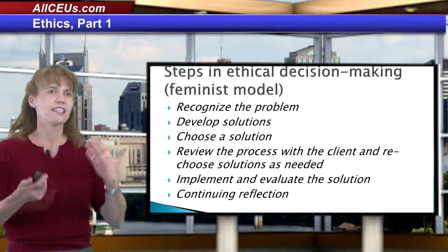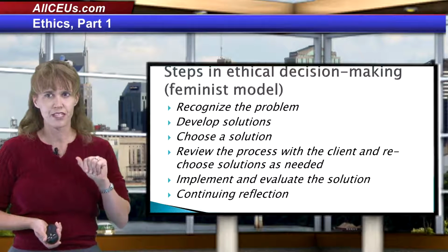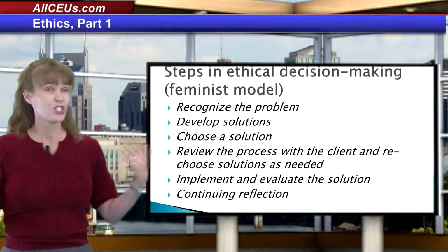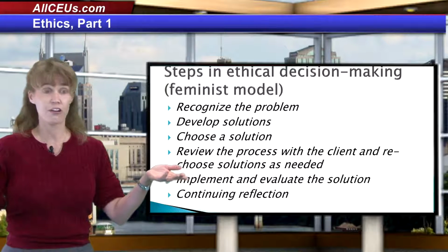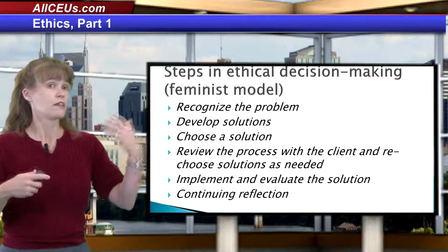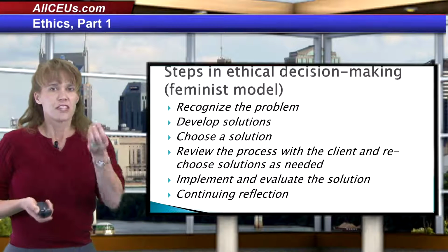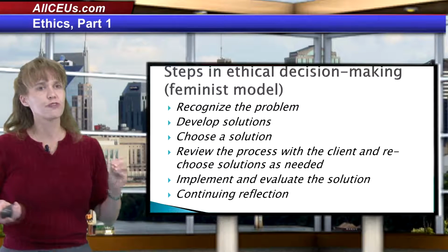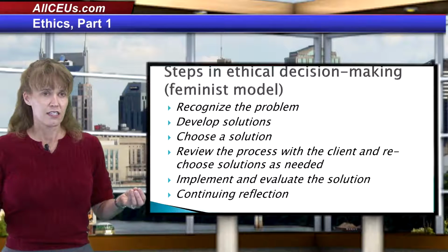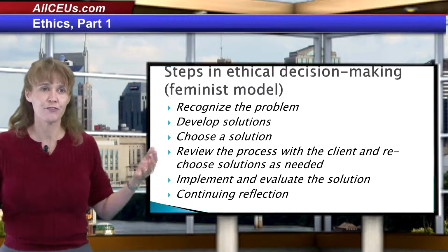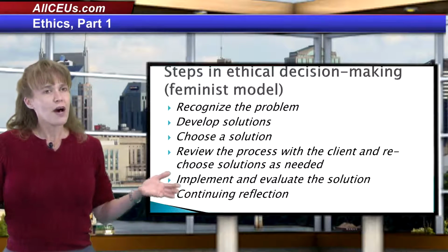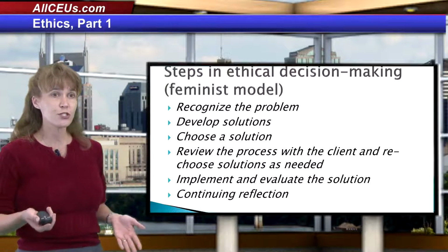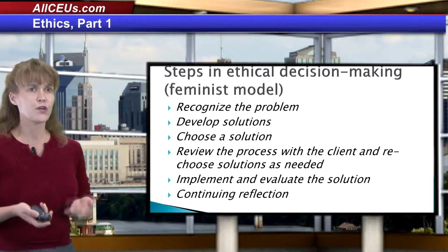Okay, so I keep talking about these decision-making models, and we're going to look at two of them. The feminist model, pretty simple. It says recognize the problem, choose your solutions. There's usually at least an A or a B, report or not report, refer or not refer. Choose the solution, review the process with the client, and re-choose solutions as needed. Now, sometimes you don't have the luxury of doing this if you need to make an emergency call, but when possible, go over your thought process with the client and help them understand, this is what I'm doing, this is why I think it needs to be done, what are your thoughts on it?